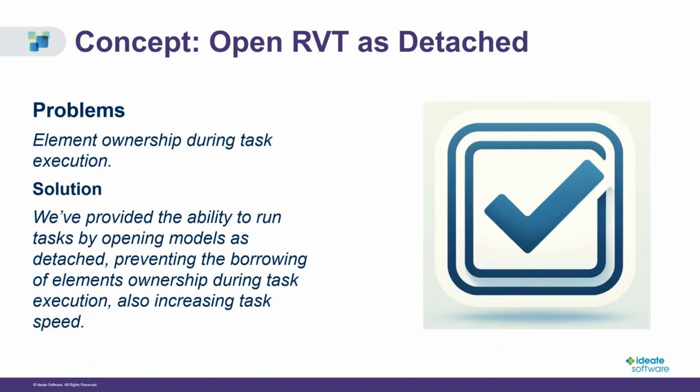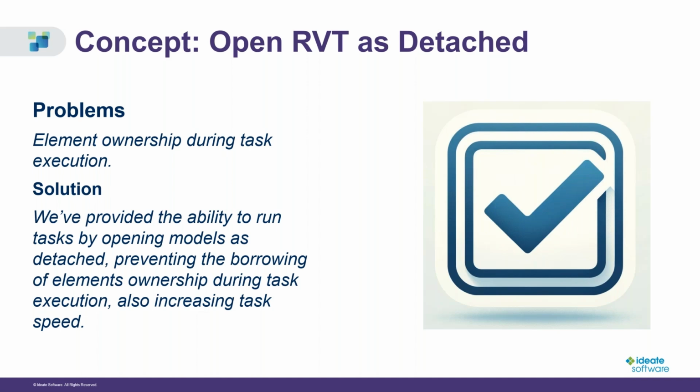We also have the ability to open as detached. This is really nice to have. For example, if you want to export to IFC, during this export, what happens is the parameter value gets pushed back into the Revit model. Maybe that's not something that you want. Then you can easily tell the task to just open as detached.